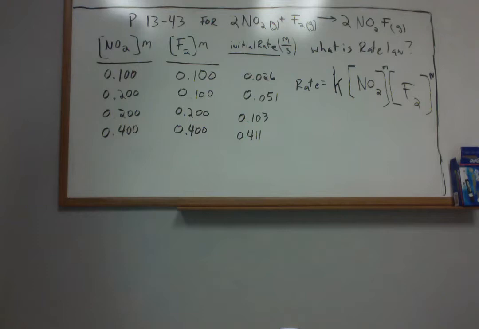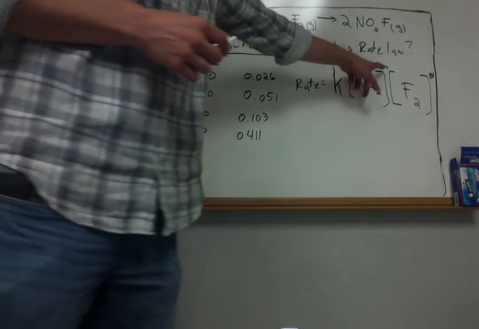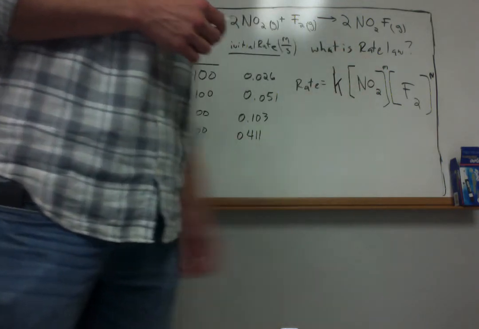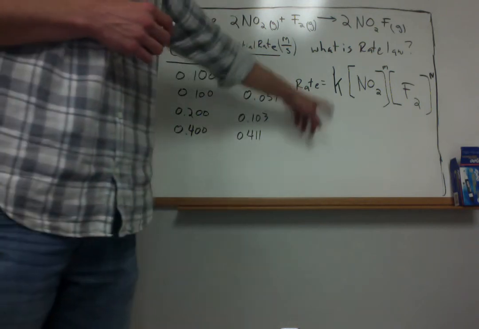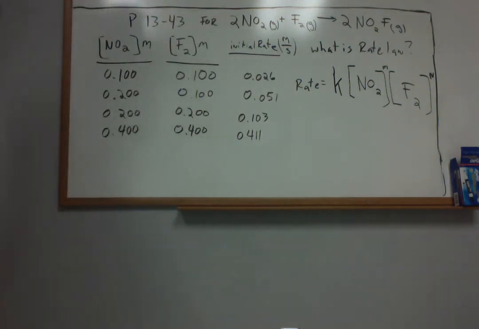But the whole idea in this problem is to figure out what those exponents are, what the orders are with respect to each reactant, because of course we call these the orders with respect to the reactant that they correspond to. And then once we do that, we can figure out what k, our rate constant, is, all right?